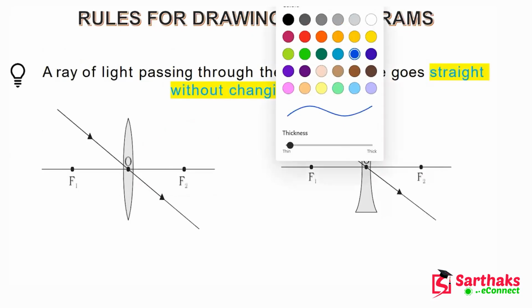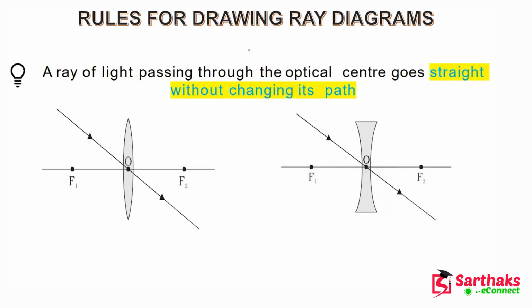Okay, so here we are. Now this is the third rule. A ray of light passing through the optical center goes straight without changing its path. It's very, very important that you remember that whenever a light ray passes through the optical center, it goes without changing its path. It will not bend.